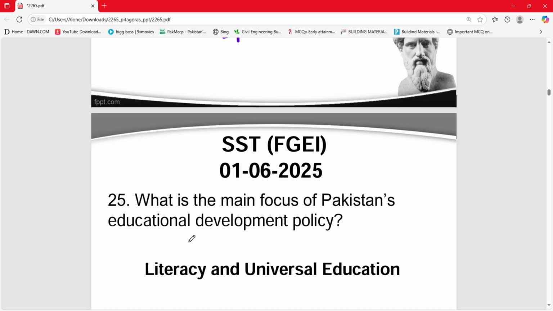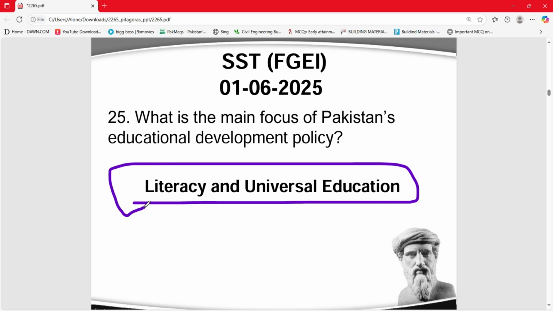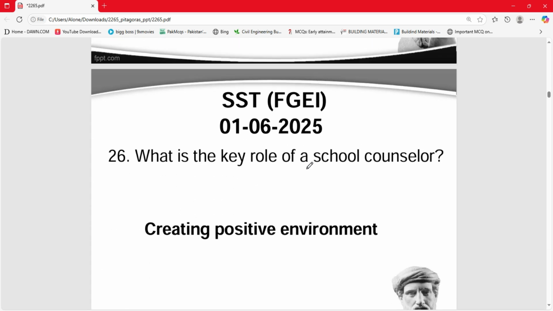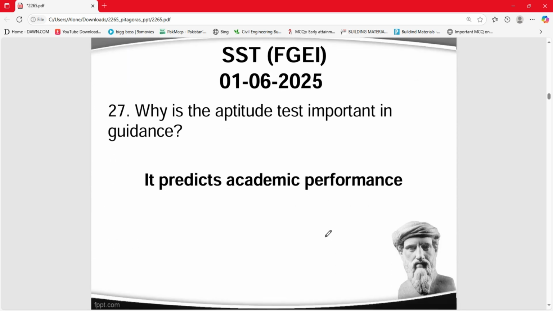Our next question, 25, is, what is the main focus of Pakistan's education development policy? Literacy and universal education. Our next question is, what is the key role of school counselor? Creating a positive environment is the key role of a school counselor. Question number 27 is about why aptitude is important in guidance, and the right answer is it predicts academic performance.